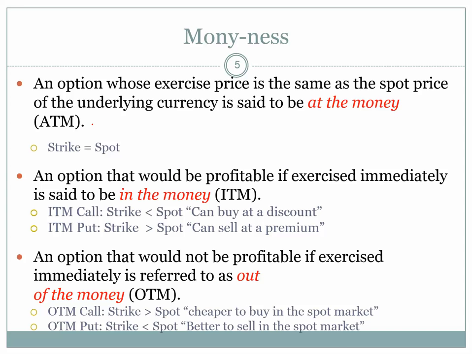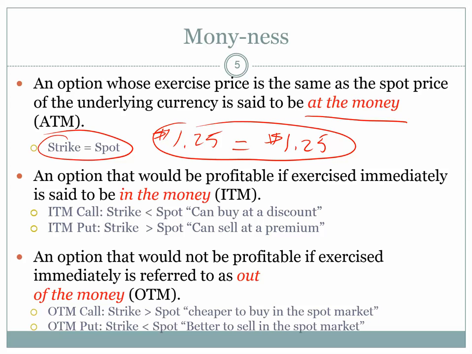In options, we talk about moneyness. We talk about options either being at the money, or in the money, or out of the money. An at the money option says that the strike price or exercise price of the option is exactly equal to the spot. So say you had a $1.25 strike price to buy euros next year, and the current spot price of the euro happens to be $1.25. We call that an at the money option.